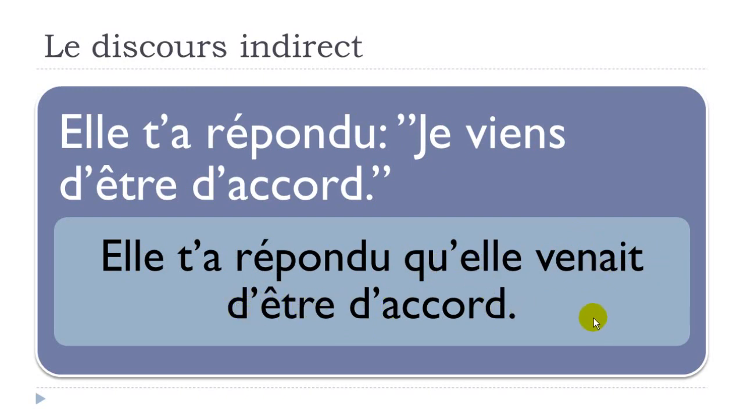Okay, so the only thing that you will have to modify is this verb here, venir. So when you get this passé récent at the present form, it will be here at the imparfait form. Okay, elle t'a répondu qu'elle venait d'être d'accord.